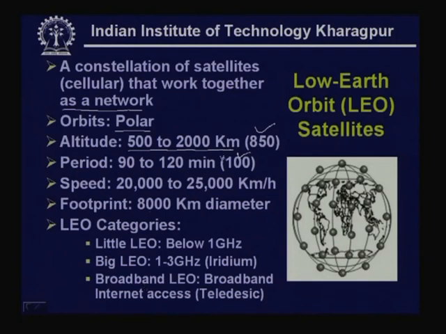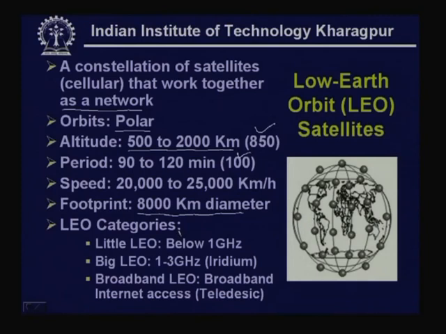Whenever a satellite is placed at this altitude, the footprint can be 8,000 kilometer diameter. Of course, you can focus over a narrower area, but this will be the maximum radius, because of line of sight communication and Earth's curvature, the footprint cannot be very large. And the higher the altitude, the larger the diameter of the footprint, the area that can be covered can be larger.